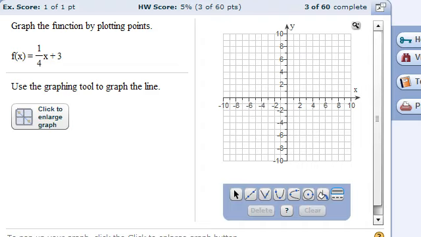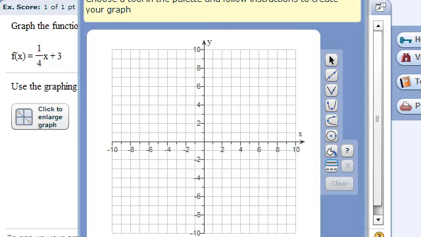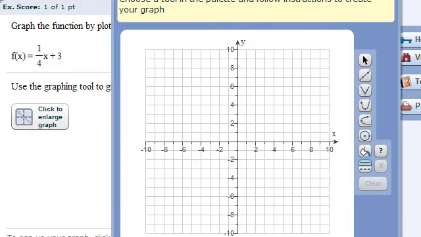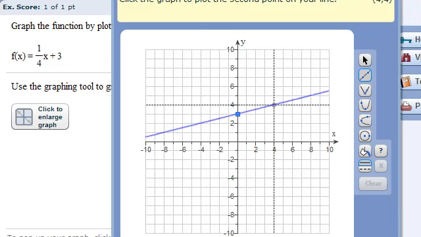One more. f of x equals 1/4 x plus 3. Here we have a y-intercept. What would our y-intercept be? 0, 3. And what's the slope? 1/4. So I would move up 1 and then over 4 right there.